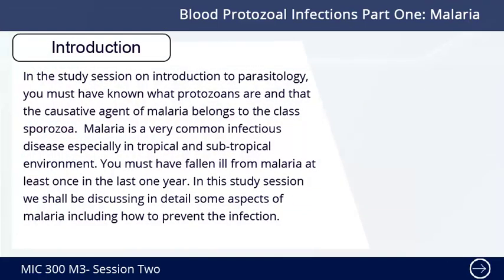Introduction. In the study session on Introduction to Parasitology, you must have known what protozoans are and that the causative agent of malaria belongs to the class of Sporozoa. Malaria is a very common infectious disease, especially in tropical and subtropical environments. You must have fallen ill from malaria at least once in the last 1 year. In this study session, we shall be discussing in detail some aspects of malaria, including how to prevent the infection.